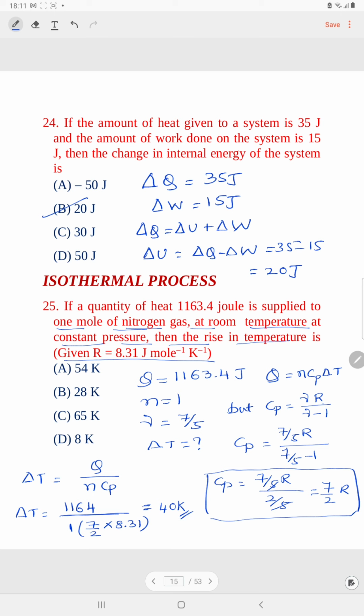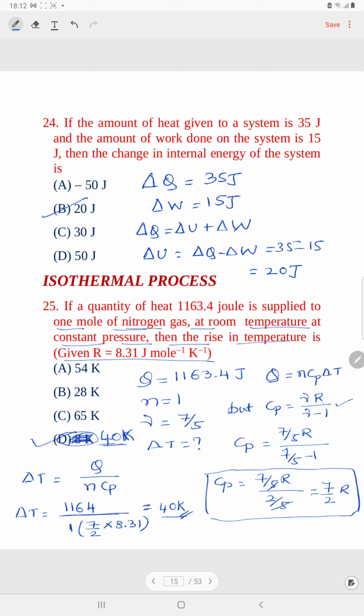But the problem is you don't have the option 40 Kelvin among these. And here, let me just change the fourth option, 8 Kelvin, to 40 Kelvin and choose this fourth option as the correct answer. So there is a mistake in the typing. So that's why it is 40 Kelvin, which is option 4. Change the option 4, 8 Kelvin, to 40 Kelvin. That's the correct answer.